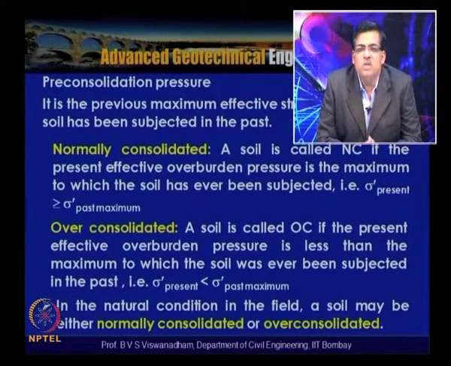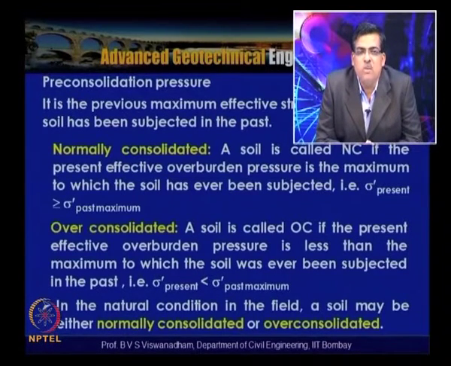And an over consolidated soil is defined like this: a soil is called over consolidated if the present effective overburden pressure is less than the maximum to which the soil has ever been subjected in the past. That means sigma dash past maximum is much more than sigma dash present, that is, sigma dash present is less than sigma dash past maximum.